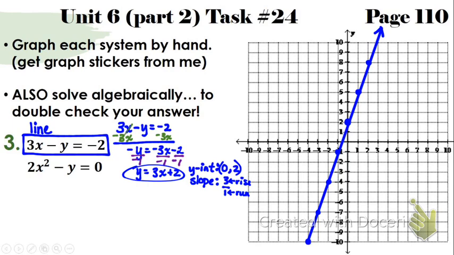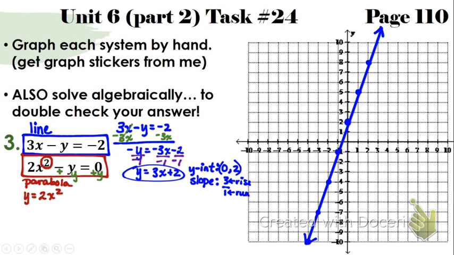So far, so good? All right. Let's talk about the parabola. How do we know this one is a parabola again? It has a squared in it. So this is my parabola. Is it in y equals form? How do I get it in y equals form? Add y to both sides. Y equals 2x squared.